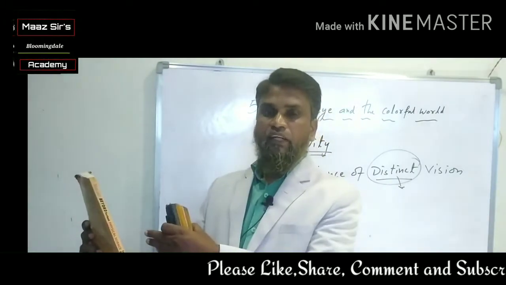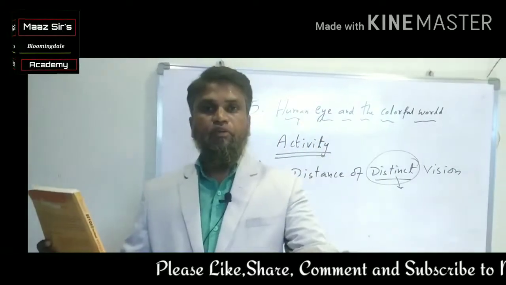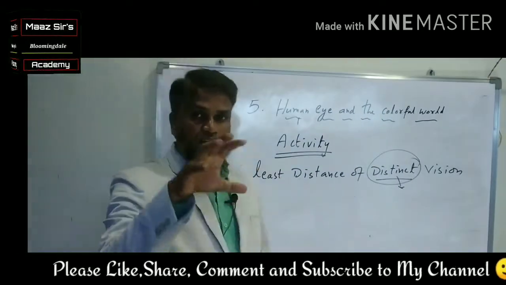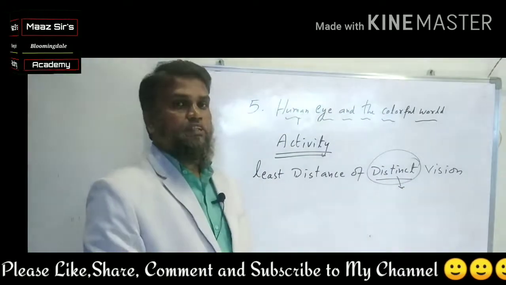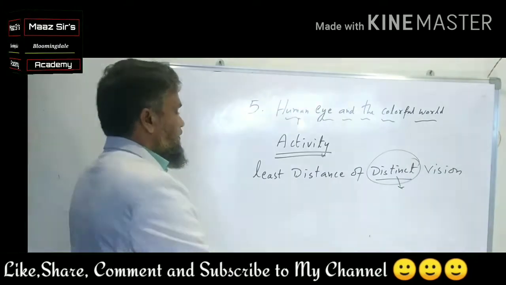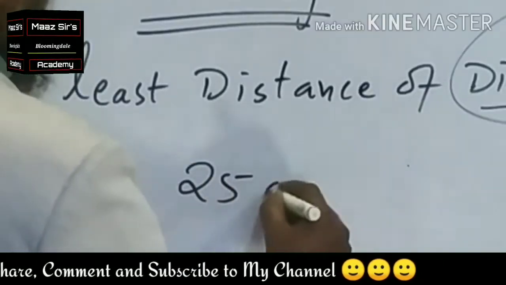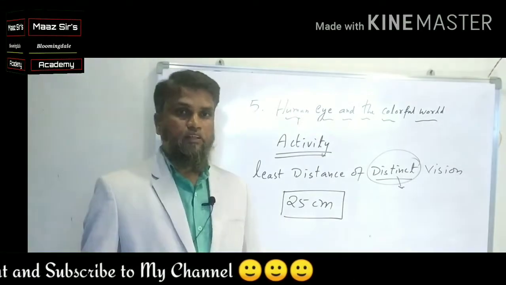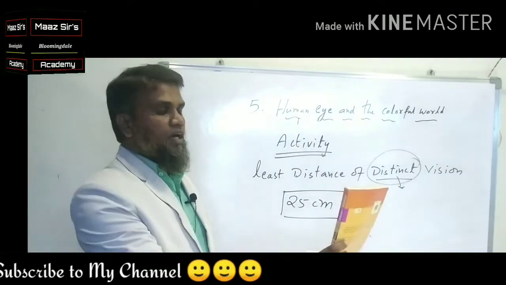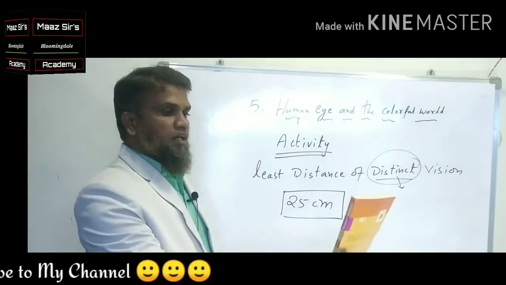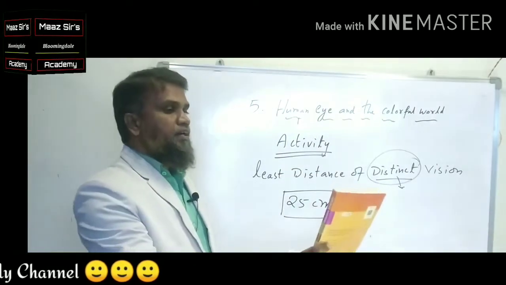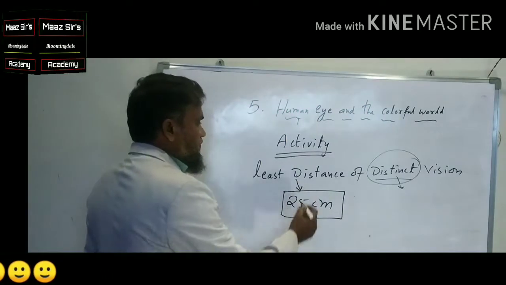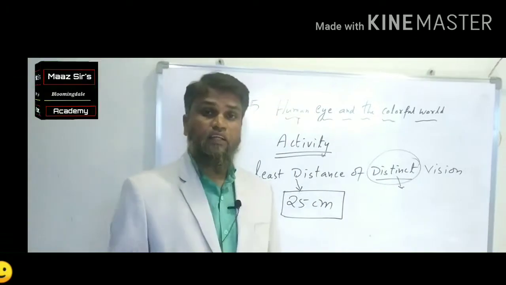Do this activity with your friends, let it be 5 friends or 6 friends. After taking all the values in a table, you take the average. When you take the average, you will find that in most of the cases the least distance will be 25 centimeter. That means when the distance is 25 centimeter, I am able to clearly see the letters and read without any pain. This distance is known as the least distance of distinct vision.